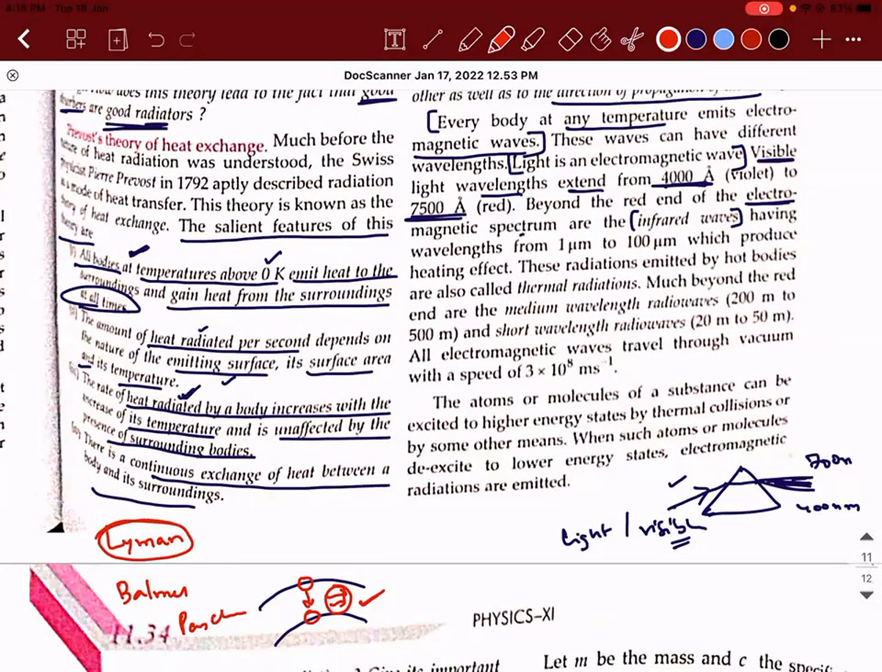Spectrum means what? It is a collection of all these waves, correct? So beyond the red end, after the red part of the visible light, you can find the electromagnetic waves called infrared waves, and their wavelengths range from 1 micrometer to 100 micrometer, which produce the heating effect. So these infrared rays are the ones responsible for these radiations. Radiations emitted by hot objects are also called thermal radiations.